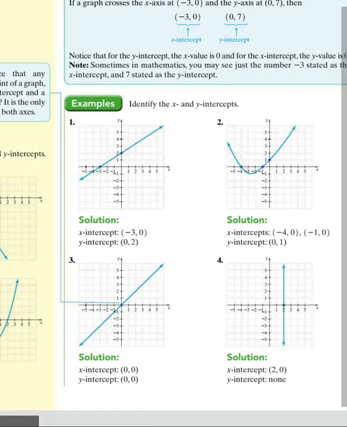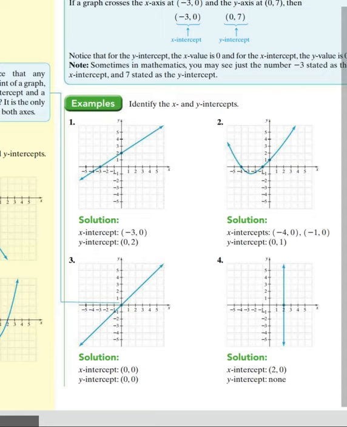Axes is plural for axis. So we have an x-axis and a y-axis. This right here would be our x-intercept. This right here would be our y-intercept. This one is called our x-intercept because it intersects with the x-axis. This one right here is our y-intercept because it intersects with the y-axis.